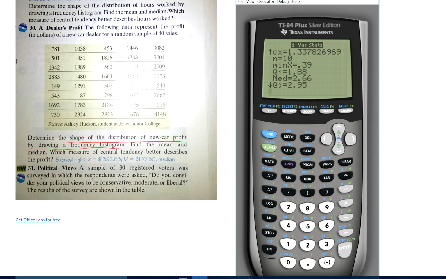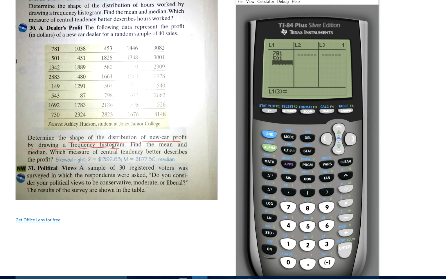So we want to make a histogram. The question is, how do we make a histogram? Well, I'm going to put the data in our list and do it on my calculator. I'm just clearing my list to make it easier. I'm going to put the data in, 781, 501, and so forth. I'll pause it and put it in, and then I'll come back and remind you how to do it on the calculator.